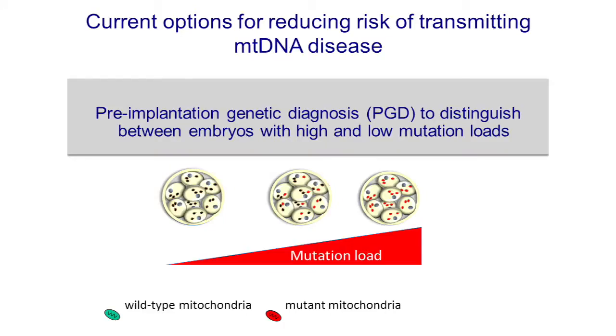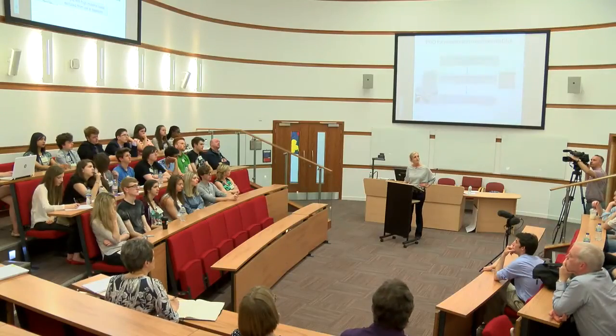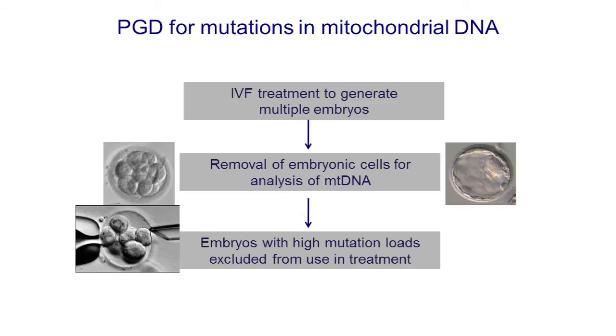So if we go back to our PGD here for reducing the risk of mitochondrial DNA mutations, we can take a single cell from this, or 2 cells, and use that to predict the mutation load in the entire embryo. Again, we do the same thing. We have IVF treatment to generate multiple embryos. We remove cells from an 8-cell embryo or from a blastocyst stage embryo, and embryos with high mutation loads are excluded from use in treatment.